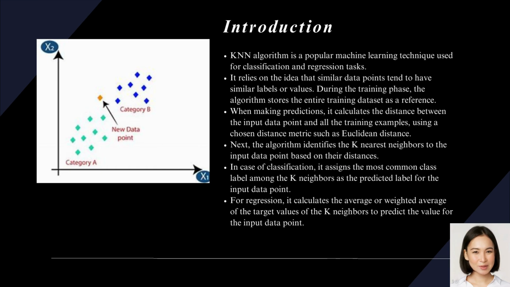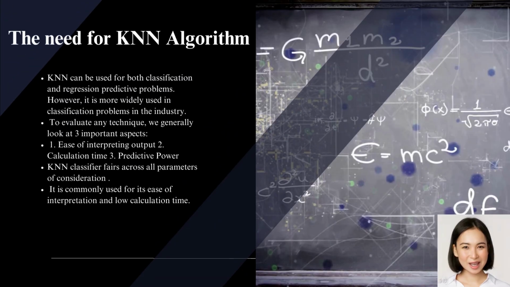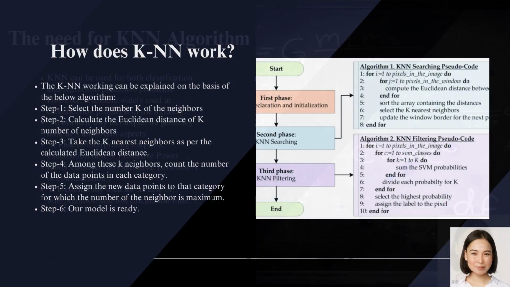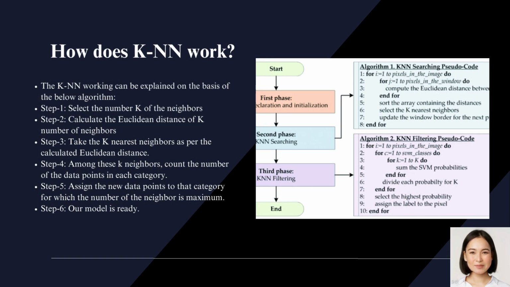The K-Nearest Neighbors, KNN, algorithm is a popular machine learning algorithm used for classification and regression tasks. In KNN, the K represents the number of nearest neighbors that are considered to determine the class or value of a data point. Here's how the KNN algorithm works.